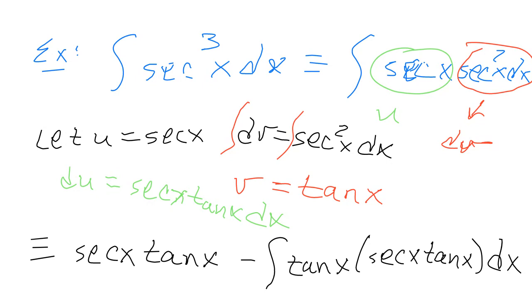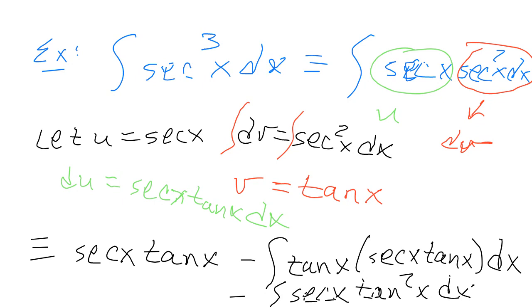So now what? This becomes minus the antiderivative of secant x tangent squared x dx. How are we going to do this one? Is that case number 7? We've got to use case 7.